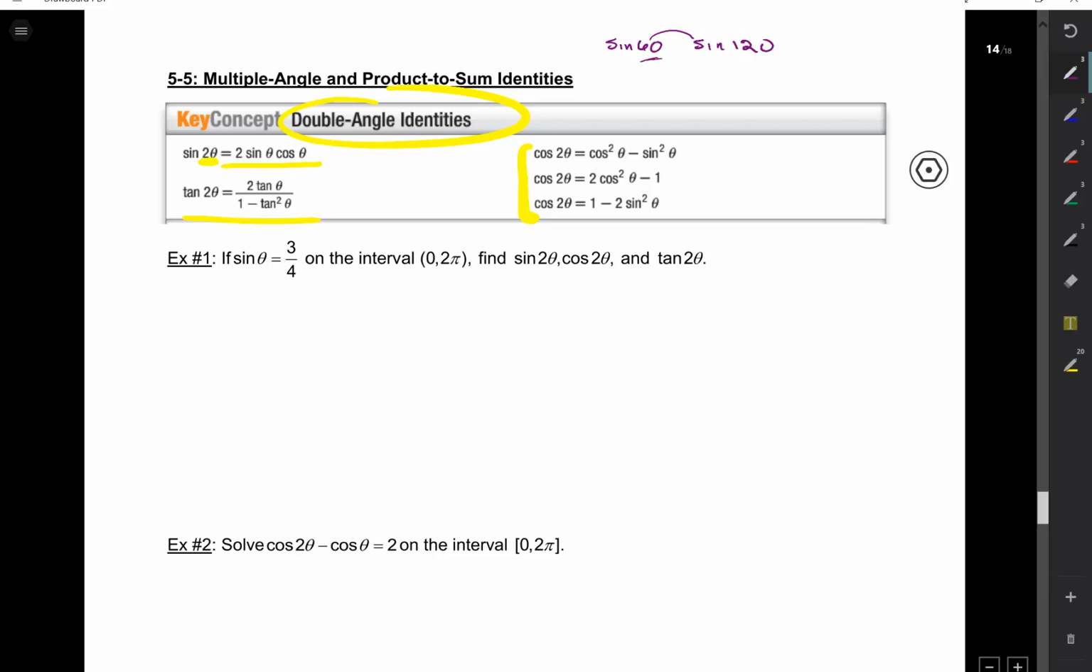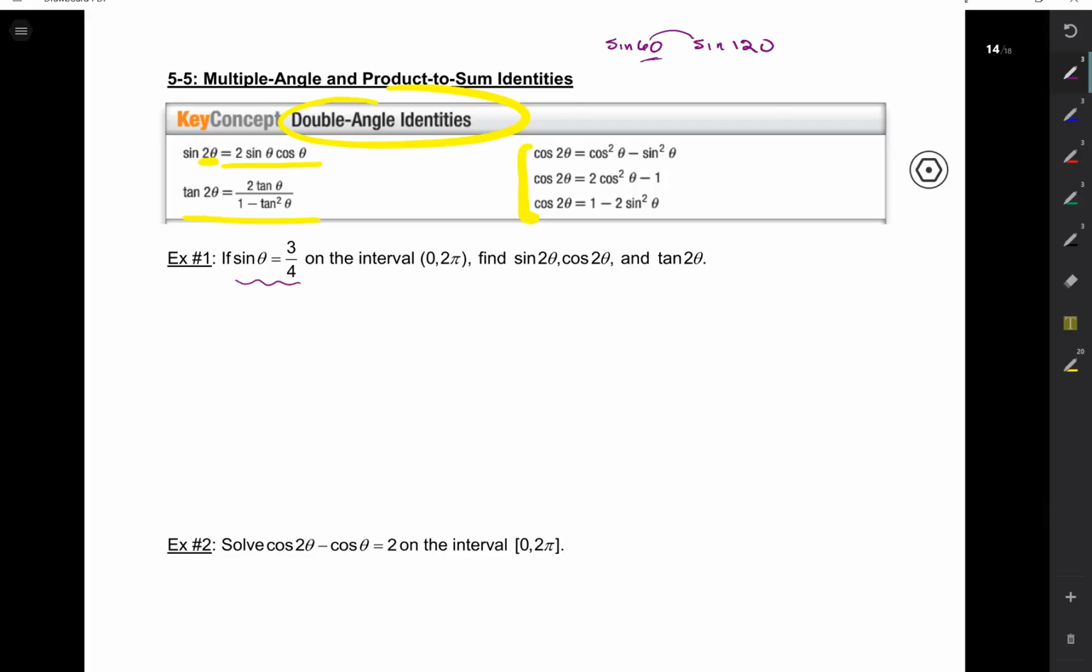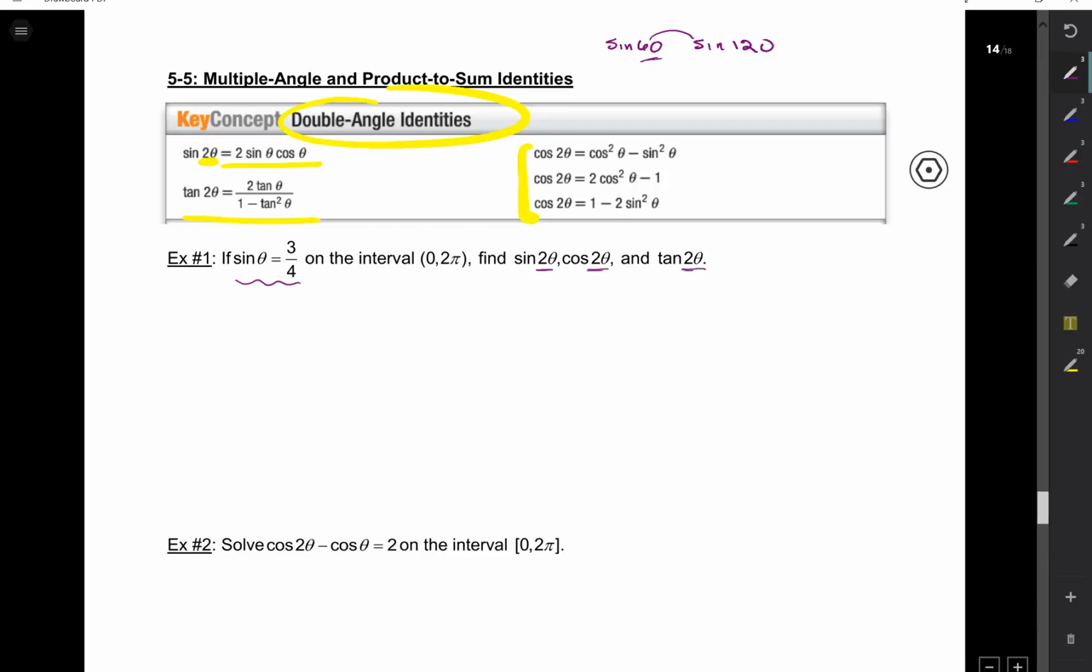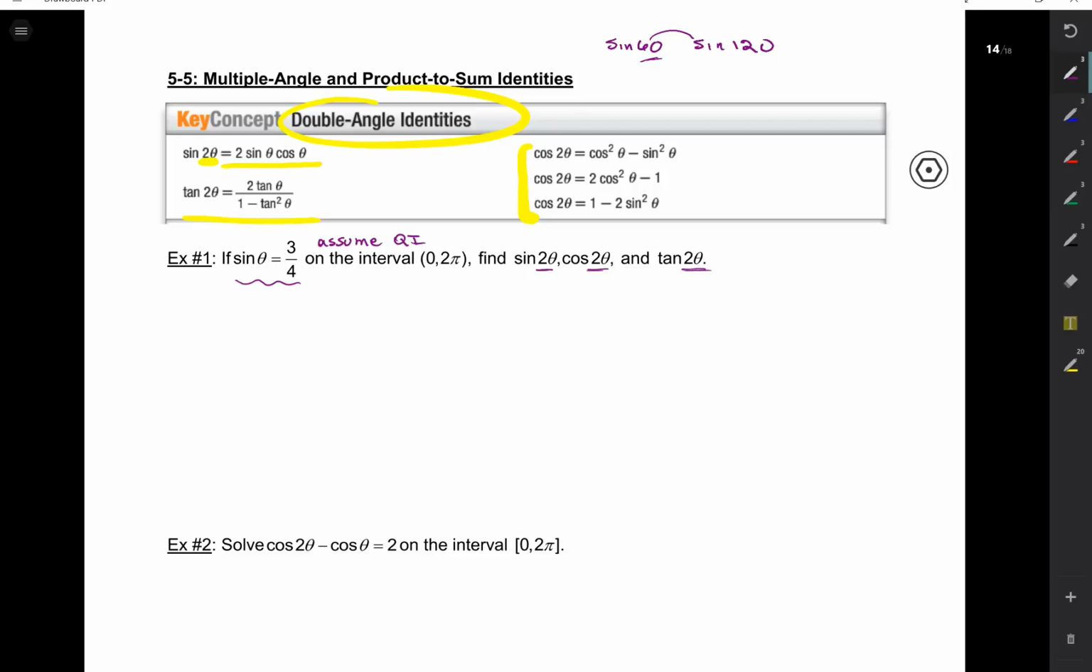So here I have sine of theta is 3 over 4. I'm given sine of just theta, and from that I need sine of 2 theta, cosine of 2 theta, and tangent of 2 theta. Now, in this problem we should have been given one more piece of information to zero in on a specific quadrant. So let's just assume we're in quadrant 1.